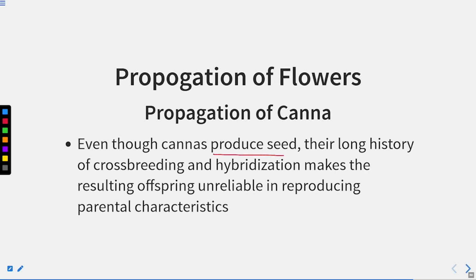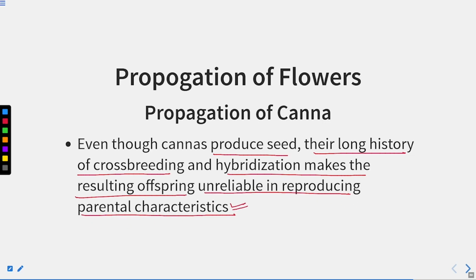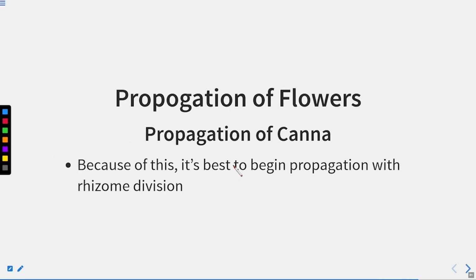Even though the canna produces seed, its long history of crossbreeding and hybridization makes the resulting offspring unreliable in reproducing parental characteristics. So we are studying the propagation of canna, how they are propagated. Because of this long history of crossbreeding and hybridization, it's best to begin the propagation with rhizome division.